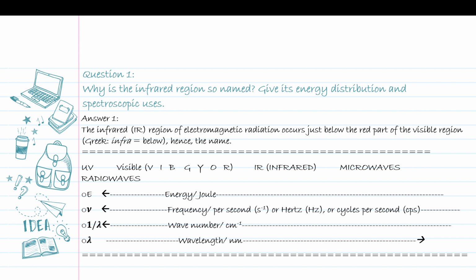Now I have included the various measuring parameters. How do they change? Energy, frequency, wave number, wavelength. So far, UV, visible, IR and microwave and radio waves, they change in the direction shown. Here radio wave, the heading has got shifted. So it is after microwave, not below UV visible.